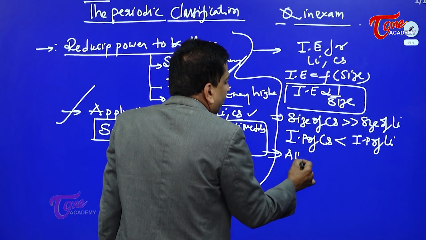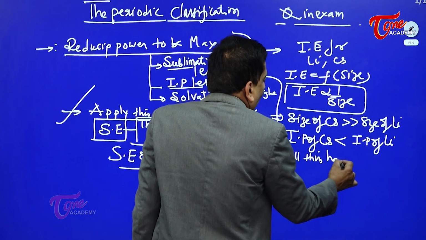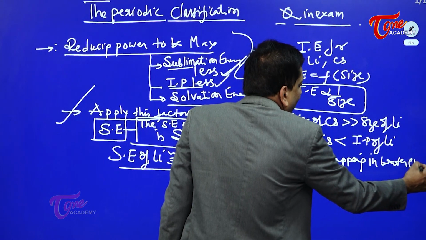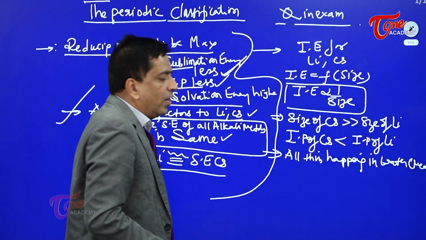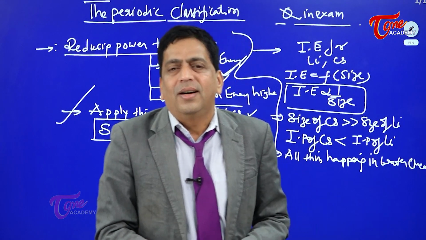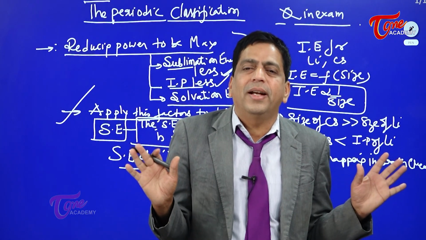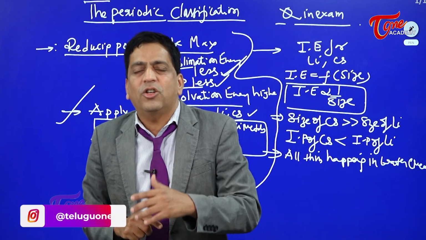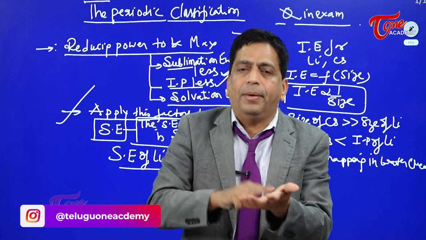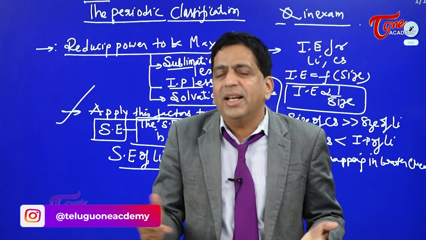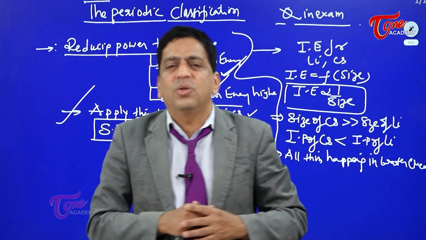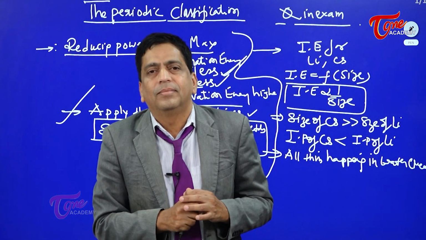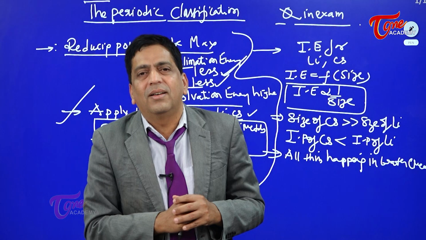All this is happening in a water medium, or a solvent. Now what did you do till date? You have lithium. You converted that into a gas, and then you removed the electron from it. So you now have in your hands the lithium ion. You have taken cesium, converted that into gas and removed an electron, and the cesium ion is very much there in your hand.